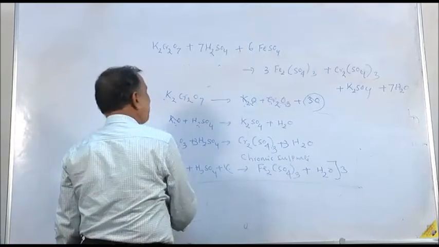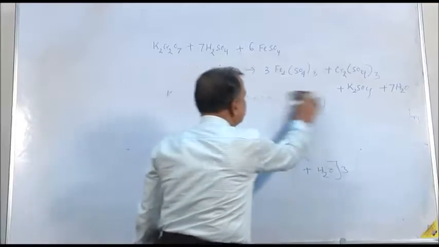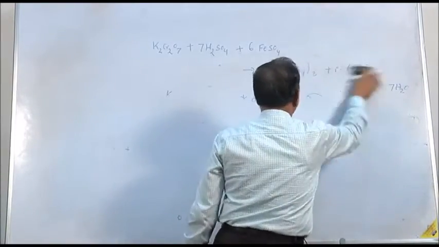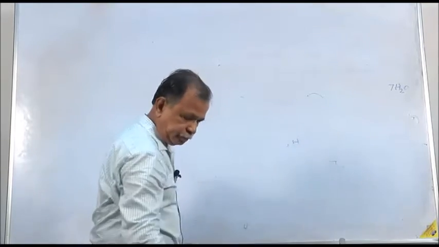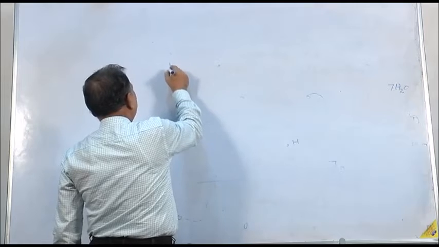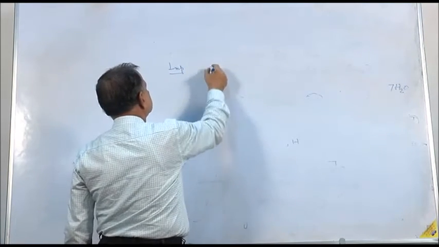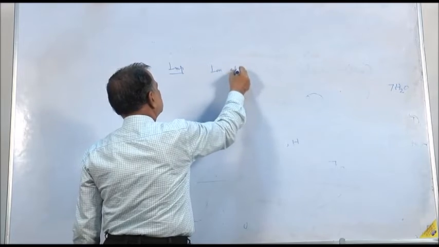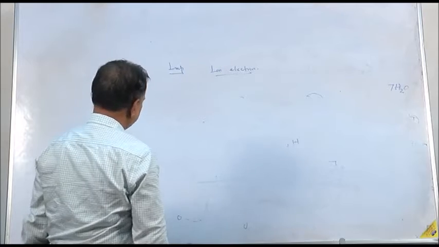Now this is the partial equation method of balancing. How you can balance it, very important, is by the ionic equation method, that is the ion electron method. It is very important to know how to balance by the ion electron method. How to balance?